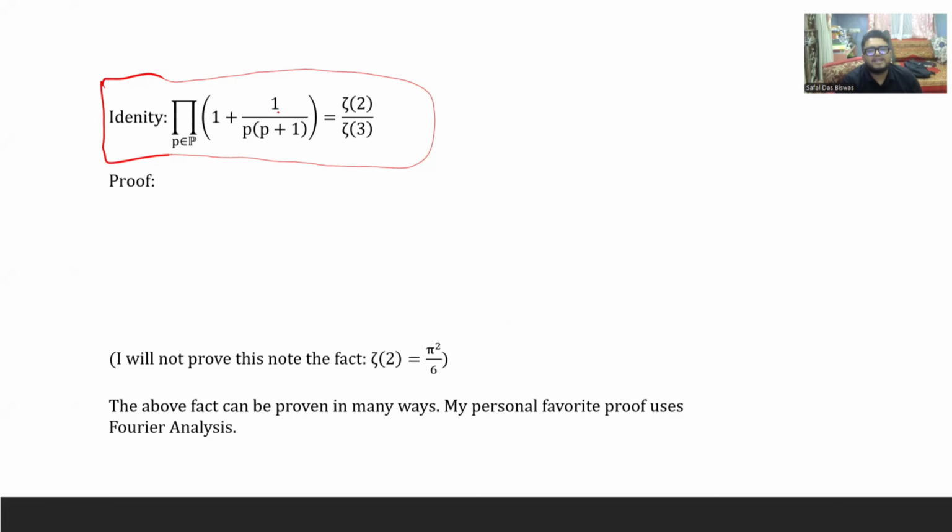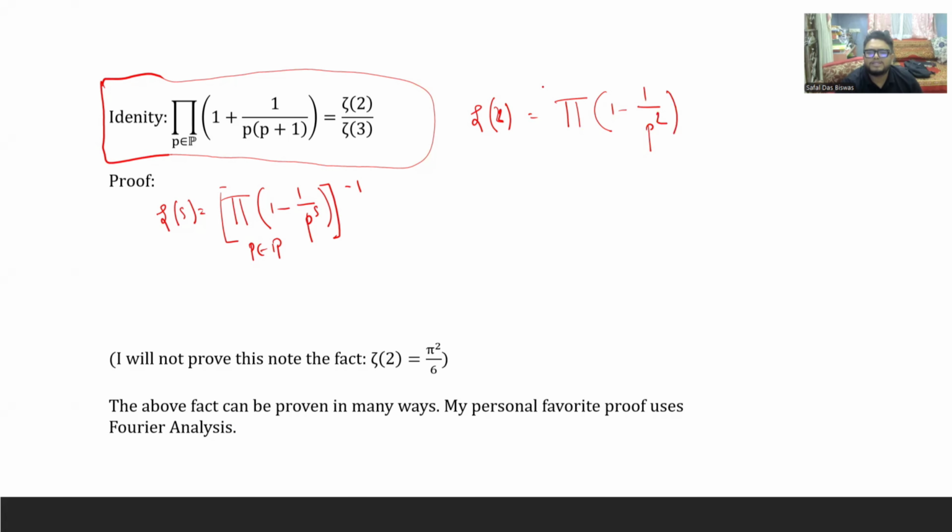So this identity is true, and why is it true? Why believe me? Let me prove it. So zeta(s) is the product over p belonging to P of (1 minus 1 by p to the power s) whole to the power minus 1, right? So let's see what zeta 2 is. Zeta 2 is the product of (1 minus 1 by p to the power 2) whole to the power minus 1.